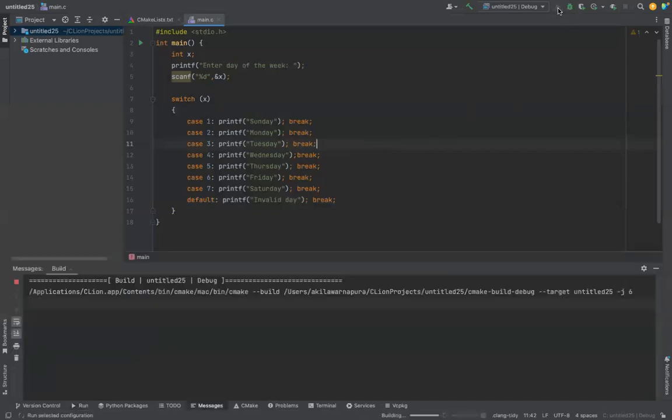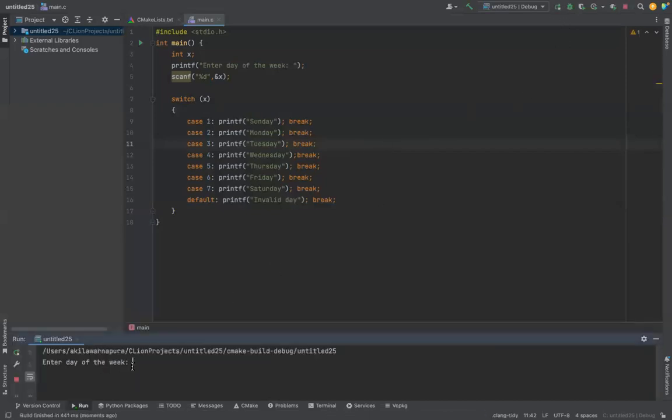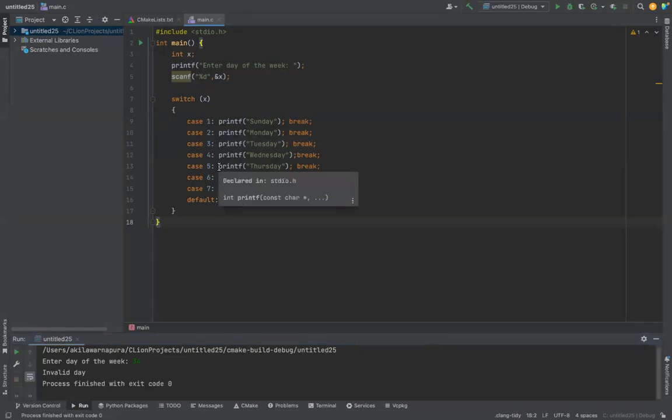You can run this one again. Let's say 6, it is Friday. Let's say 34, invalid day. This is the same way that the if-else ladder you wrote works in the switch case statement.